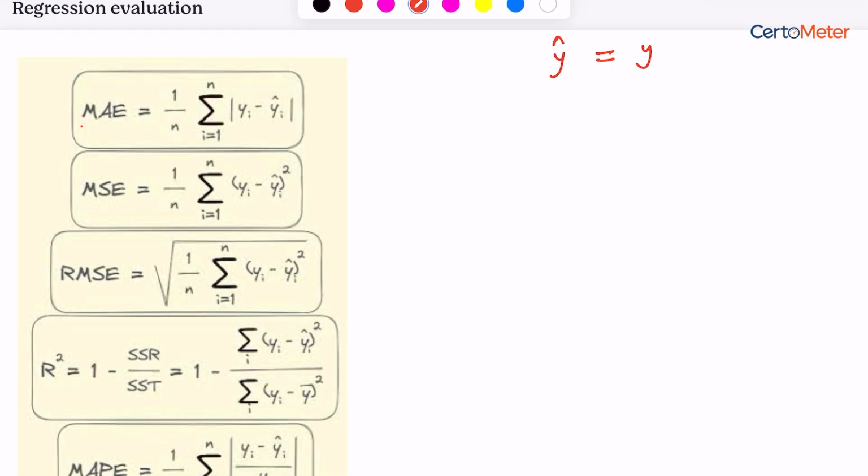The first such metric is known as mean absolute error. It basically means the actual value subtracted by the predicted value, and the mean of this difference over all the data points. That means for my n data points, what is the average difference between the predicted and the actual value.